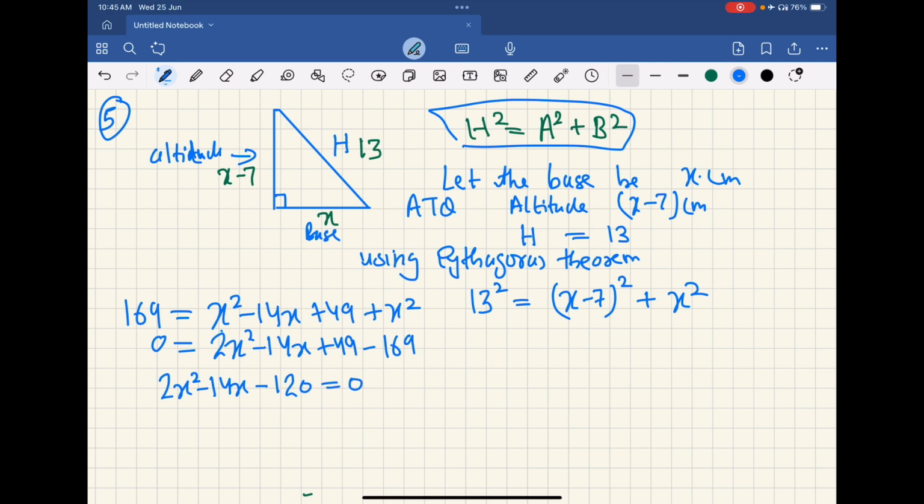Okay, 49 minus 169 is minus 120. Again, students, can you see 2 is common, so we can write it as x square minus 7x minus 60, which is equal to 0. Okay, now what do we have to do? We have to do middle term splitting.